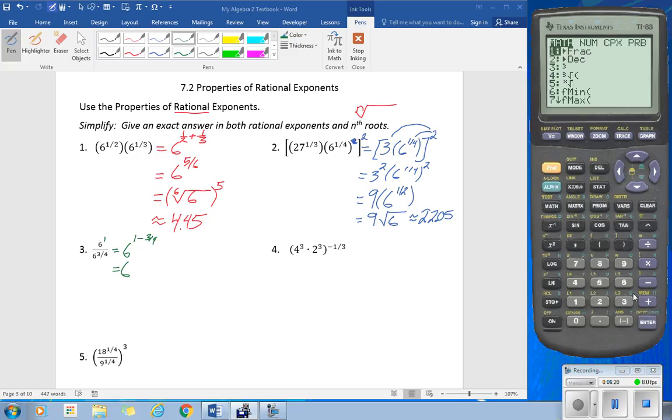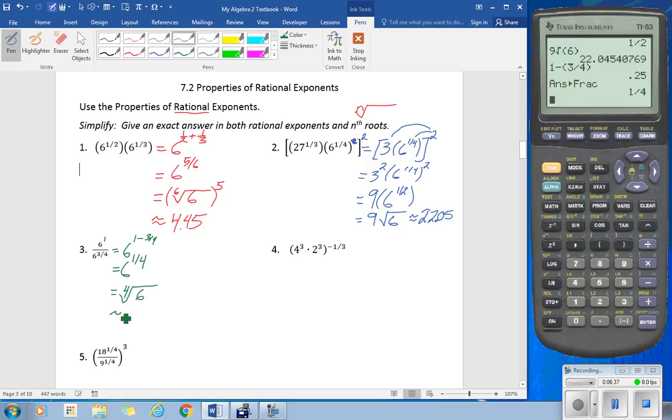So 0.25, math, enter there to turn it back into a fraction. So we end up getting 6 to the 1/4 power. And there's your rational exponents. Turning that into an nth root, or the radical notation, the 1/4 power is the same thing as a 4th root, so we get the 4th root of 6.